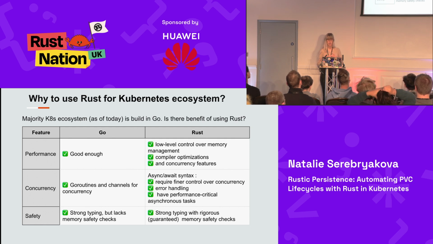So from the performance, yes, Go has concurrency. There are a lot of features that are good enough to get you going, but things like, let's say, low-level memory management are not quite there, right? Optimizations in certain areas are not quite there.